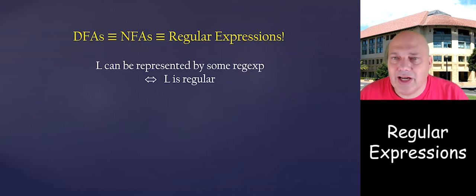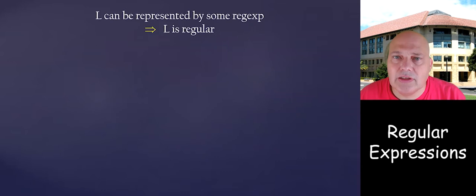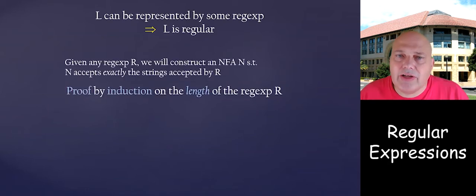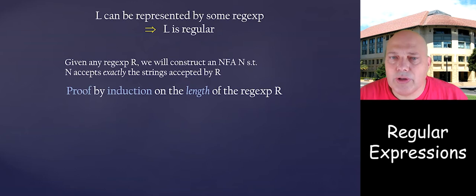This again will have two sides, and here we'll do the easier side and hint at the more complicated side. It's a bit involved, it's not hard, and you can read it in Sipser. So let's show the easier one: that if L can be represented by some regular expression, it means that L is regular. So given any regular expression R, we want to construct an NFA N such that N accepts exactly the strings that are accepted by R. And the proof is going to be by induction on the length of the regular expression R.